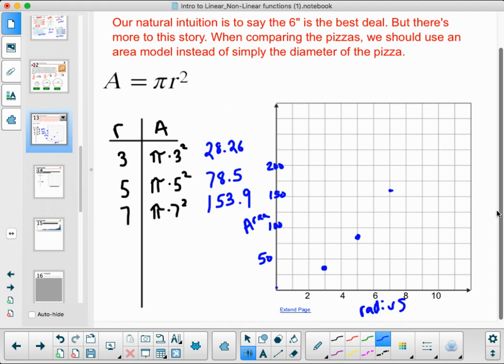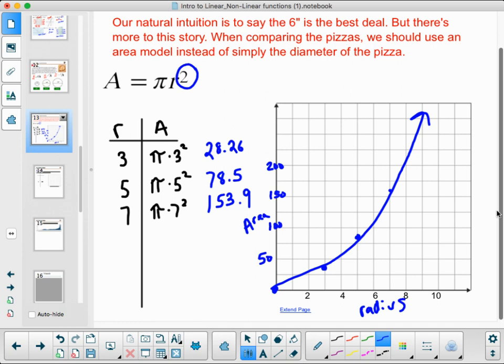A radius of 0 would obviously be an area of 0. And this function, when you graph it out, actually is one of those nonlinear change models, right? A big part of that is the fact that the independent variable is being squared. The radius is being squared.